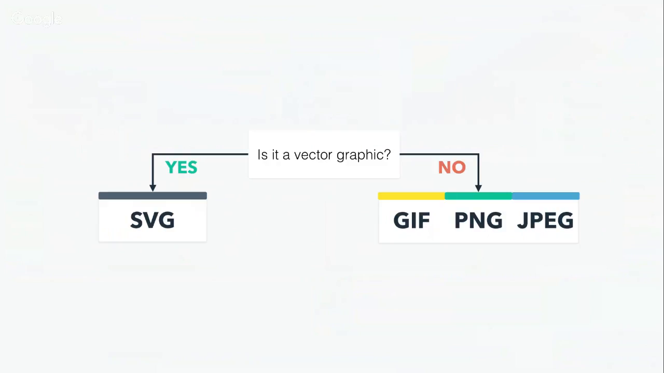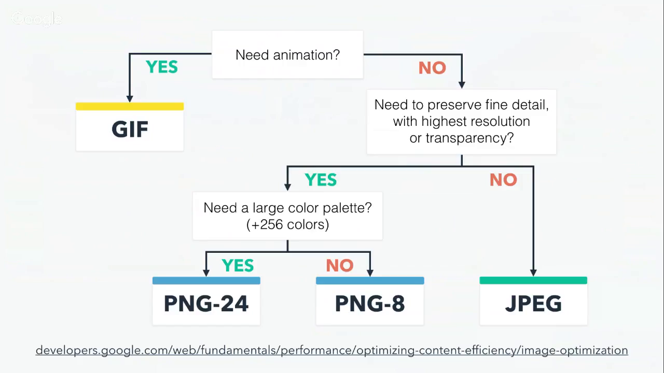If it is a vector graphic, please, let's all use an SVG. The SVG support is really, really good these days. Otherwise, go for GIF, PNG, or JPEG. Then, do you need animation? Go maybe for GIF, and we will talk about motion in a second. And then, if you need to preserve fine details, high resolution, or transparency, you should go for a PNG, and there are also some pitfalls. And then you can decide how many colors you want to use. So more than 256, go for PNG 24, otherwise PNG 8. And then we've got the good old JPEG.